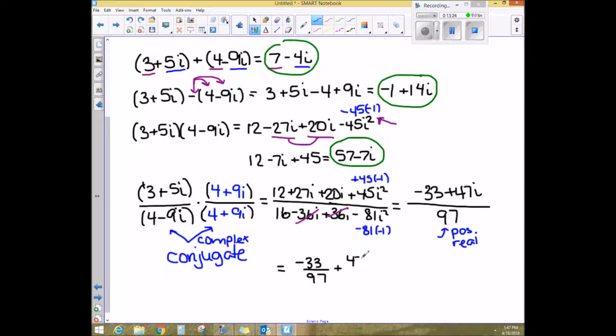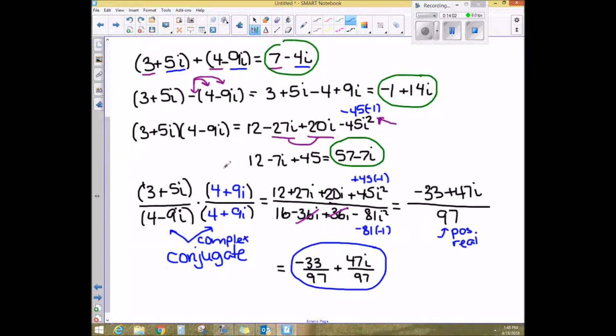We don't like to leave our fractions looking, you could argue that this is messy too, but we don't like to leave it as one big fraction in one big piece. And so the requirement is that we split it apart. The -33 over 97 plus the 47i over 97. And if either of these were to reduce any farther, we would need to put them in lowest terms. If I ended up with a 4 over 8 here, I would call it 1/2. If I ended up with 6 over 4 here, I would call it 3/2. But both of these are in lowest terms, so this is where I stop with this one.